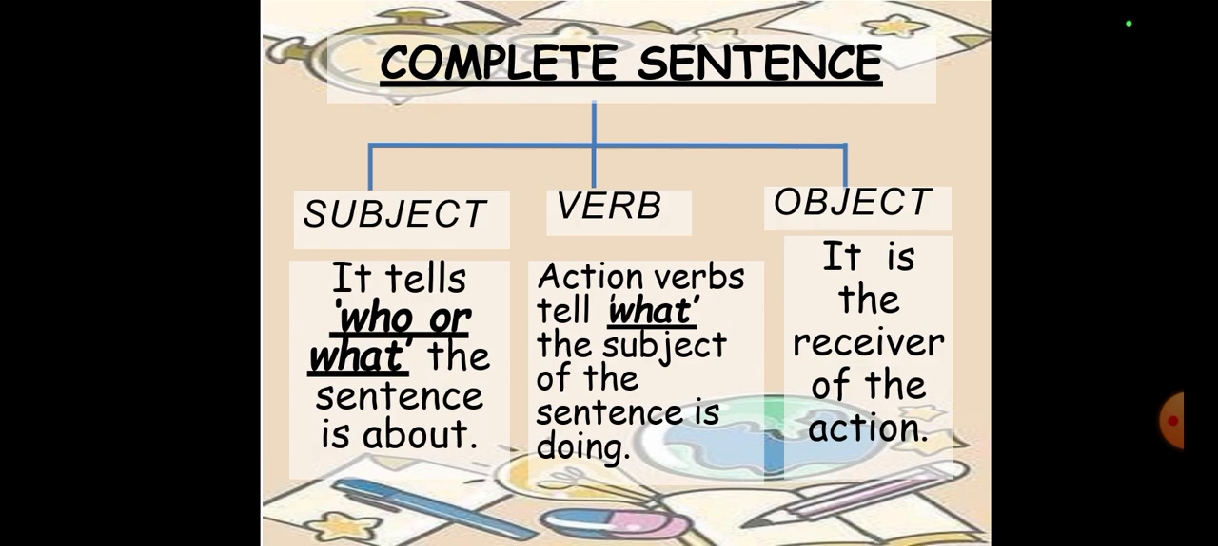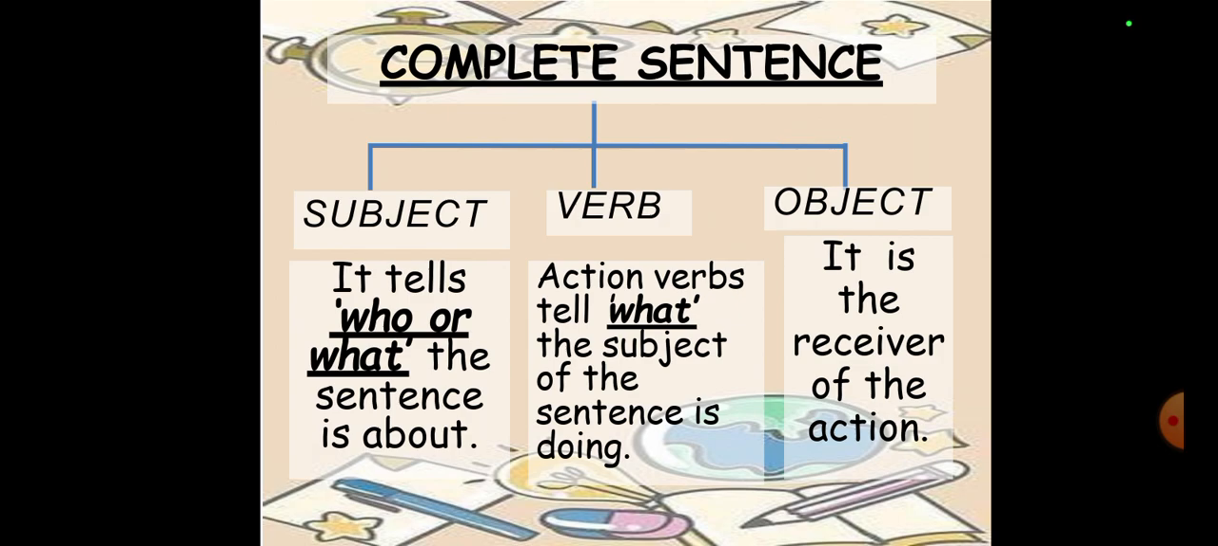The verb is an action word that the subject of the sentence is doing. It answers the question of what the sentence is doing. That is the verb. It is the second most important part of the sentence. Then the object is the receiver of the action, the one on whom the action is being performed. It is not necessary that we have a clear object.